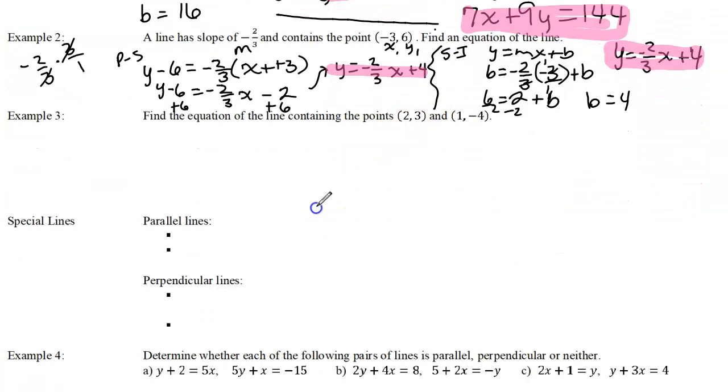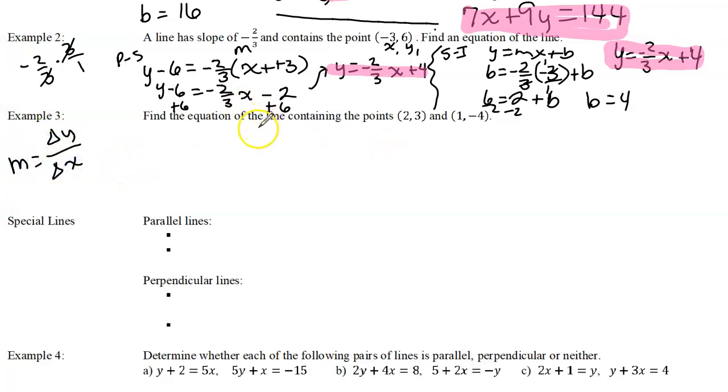Find the equation of a line containing the points (2, 3) and (1, -4). So something you could do is sketch a graph and graph those 2 points and then find your slope by counting your rise and your run. That's up to you. Or you can use your formula for slope. So remember slope. Well, let me go back and get a pen here. All right. So remember slope is change in y over change in x.